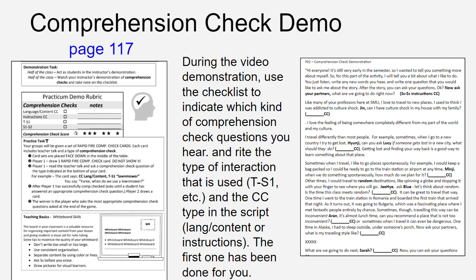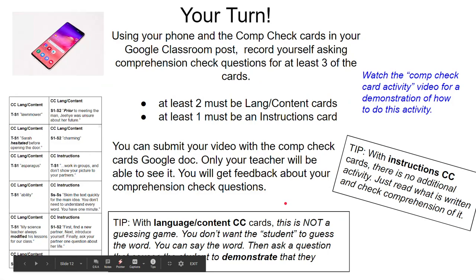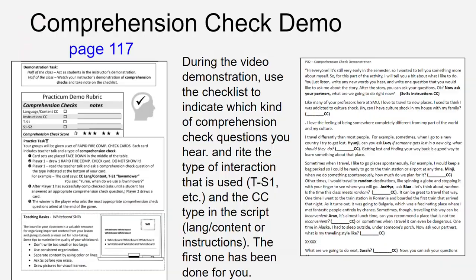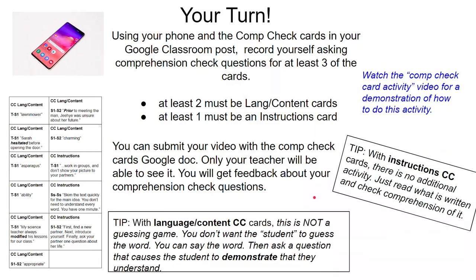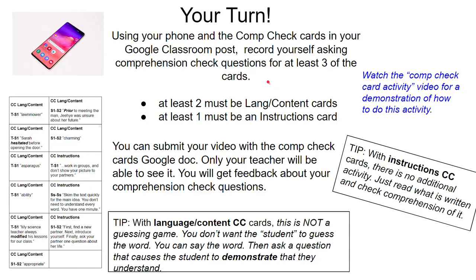And the next thing you're going to do is you're going to use your phones and or whatever device you'd like to use for a little recording. You're also going to use the comprehension check cards that are in this Google Classroom post. Please record yourself asking these questions for at least 3 of the cards. At least 2 must be language or content, and at least 1 must be an instruction card.